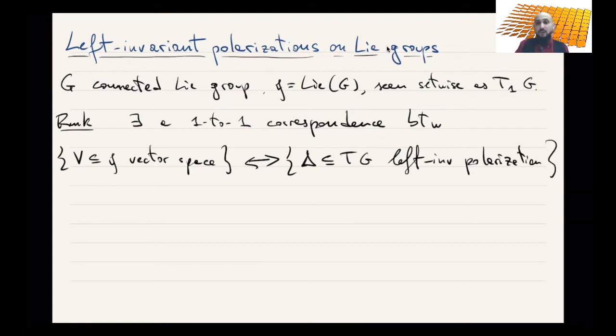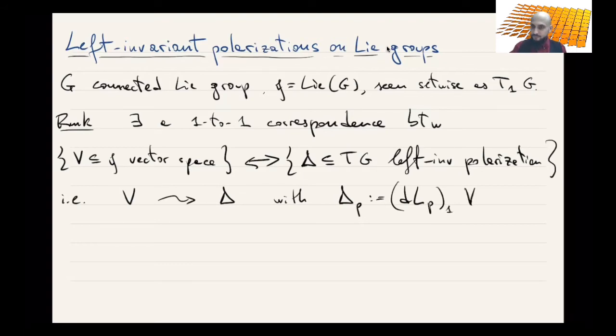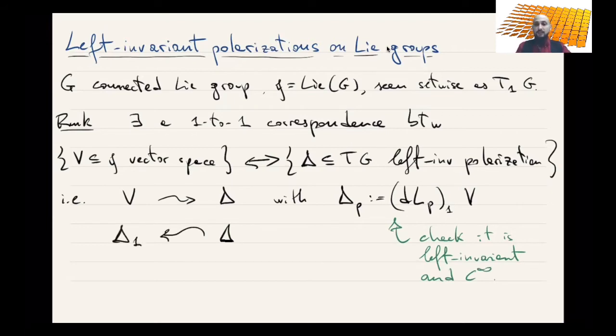The correspondence is very easy. The evaluation at the identity of a polarization Δ gives a subspace, and this subspace determines the polarization. Because if you have V a vector space, how can you determine the polarization? At any other point P, it's just the push forward by the differential of the left translation by P of V at the identity. I give you this as an exercise: check that it is left invariant and smooth, so it smoothly depends on P. On the other hand, if you have some Δ, then the inverse map is just the evaluation at the identity element. So if we want to fix a left invariant polarization, we just need to fix a subspace of the algebra.